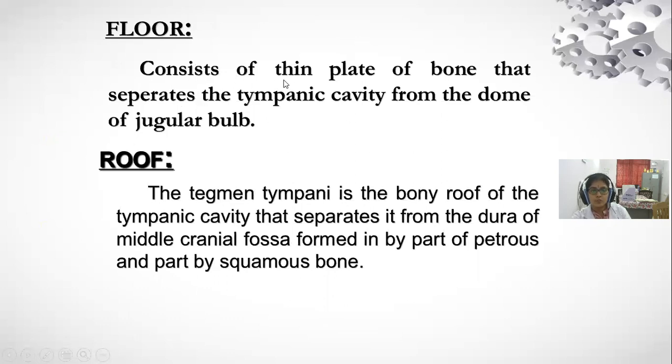Coming to the floor. The floor is formed by a thin plate of bone which separates the tympanic cavity from the jugular bulb. The roof is formed by the tegmen tympani. Again, it's a thin plate of bone which separates your tympanic cavity from the middle cranial fossa, and it is formed partly by the petrous and partly by the squamous portion.